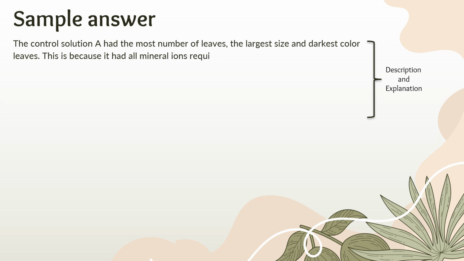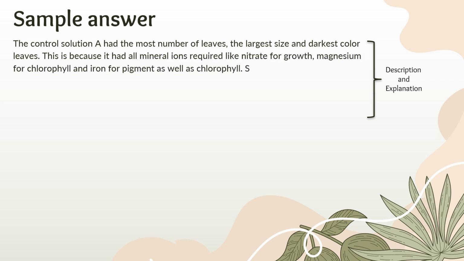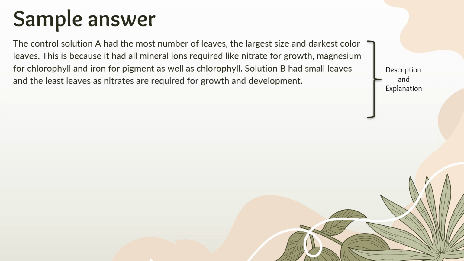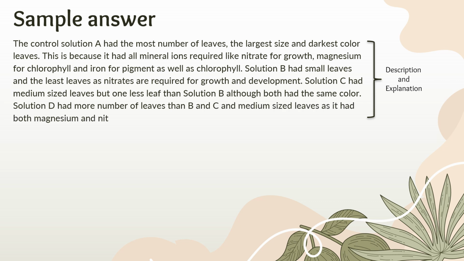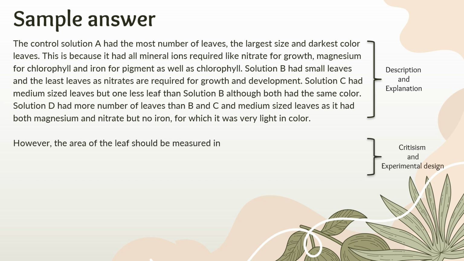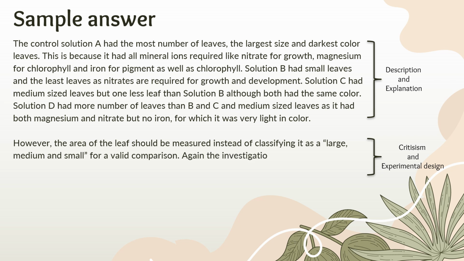This is because it had all mineral ions required, like nitrate for growth, magnesium for chlorophyll, and iron for pigment as well as chlorophyll. Solution B had small leaves and the least leaves, as nitrates are required for growth and development. Solution C had medium-sized leaves but one less leaf than solution B, although both had the same color. Solution D had more number of leaves than B and C and medium-sized leaves as it had both magnesium and nitrate but no iron, for which it was very light in color.